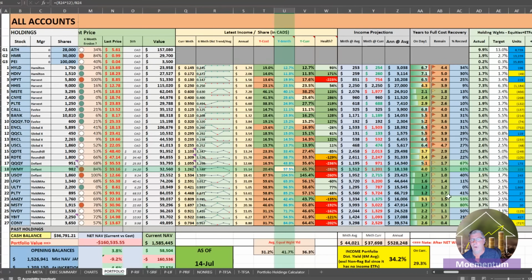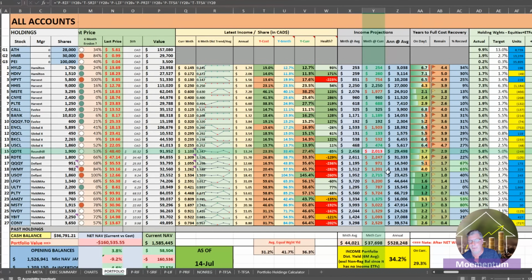Yeah. So the other thing in here is that this one and this one go together, Mo. These are my income projections based on what my holdings are. I do this on a 6-month average versus current as well. If it's green, it means the latest one was better than the average. And if it's red, it means it's lower than the average.